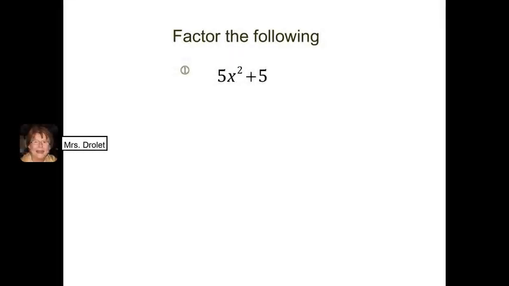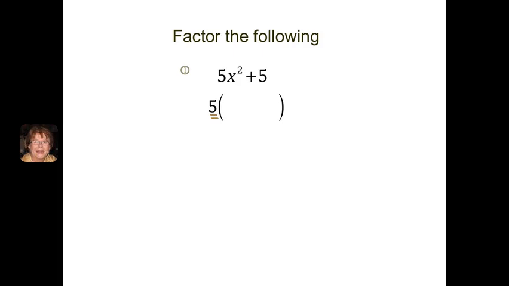5x squared plus 5. First method, always verify if there is a greatest common factor. So we look at that and we always verify the numbers first. Notice we have 5 that is a factor in both terms. What happens next once you've recognized what the greatest common factor is, and that's what we call it? We call it the greatest common factor. 5 is a greatest common factor.